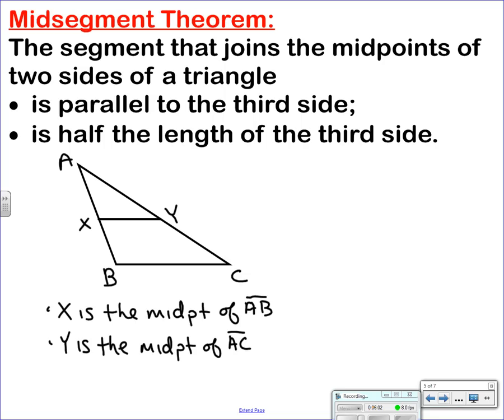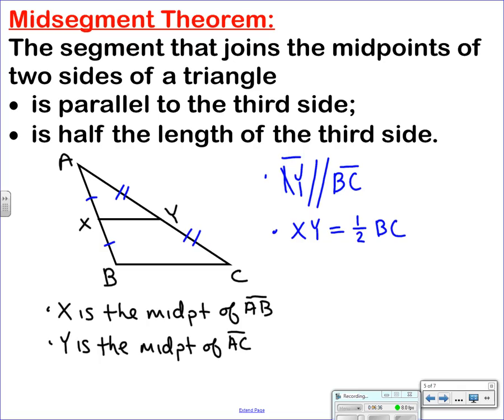There are two things that come out of this theorem. So I have that congruent to that, that congruent to that. It is parallel to the third side. So if I have the midpoints, then XY is going to be parallel to BC and is half the length of the third side. So XY is, remember, equal to half BC. Another way to look at that is twice XY is going to be equal to the length of BC.